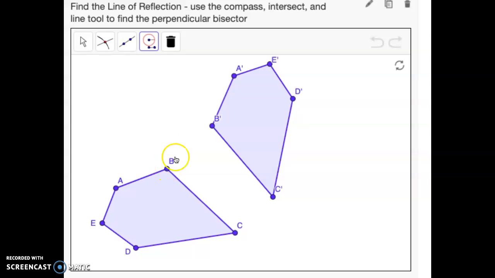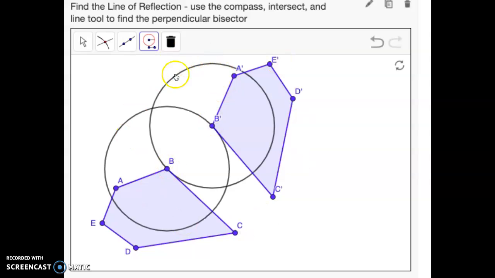I'm going to click on B and then double click on B prime. It gives me my first circle. Then I'm going to go to B prime and then double click on B. So now I have my two circles where they've intersected. I've measured the distance between the 2 points, this line segment.